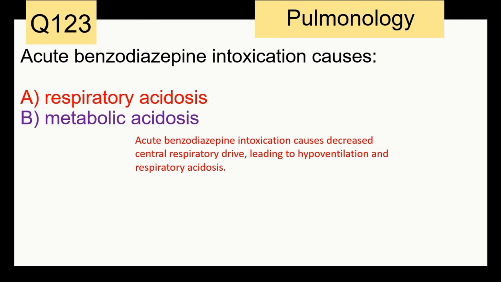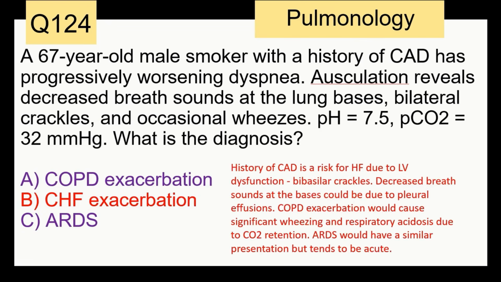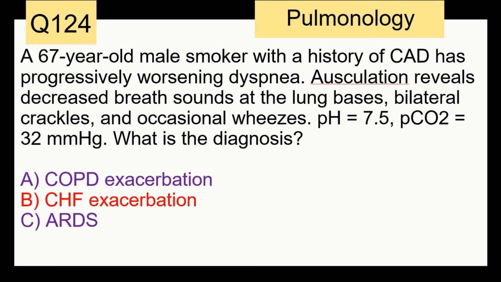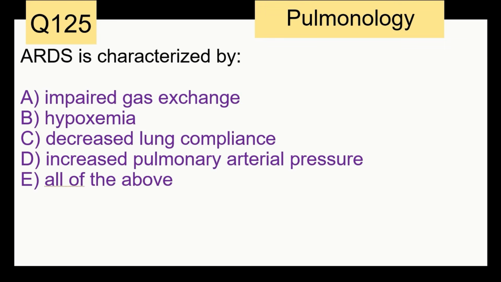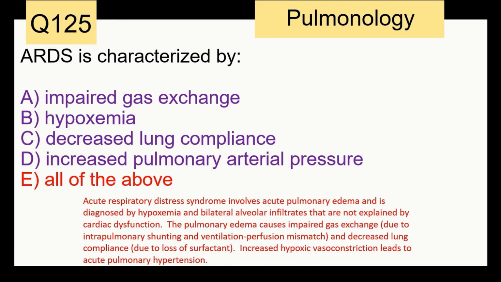123, acute benzodiazepine intoxication causes respiratory acidosis, because it causes a decreased respiratory drive leading to hypoventilation and respiratory acidosis. Here we just have heart failure, chronic heart failure exacerbation. That's what's going on over here. You could take a look at the explanation. Here's a question on ARDS, which we didn't discuss yet. Characterized by impaired gas exchange, hypoxemia, decreased lung compliance, and increased pulmonary arterial pressure. And again, you could take a look over here.